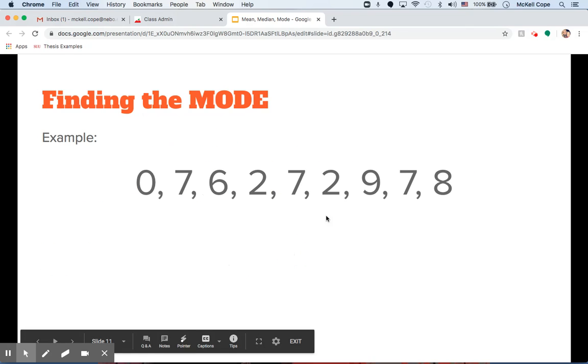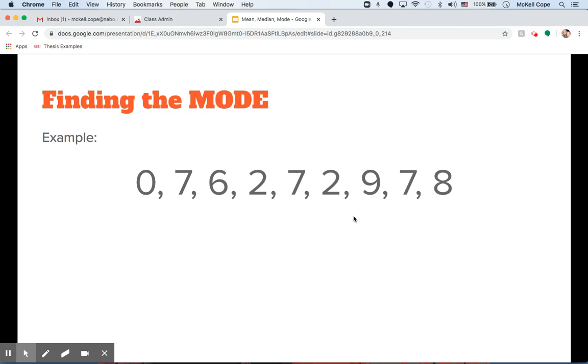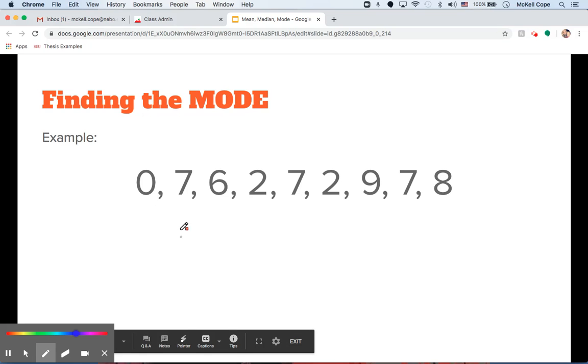So here's a set of data. I want you to look at these numbers. I want you to find what the mode is. Go ahead and push pause now. Okay, so here, let's take a look.